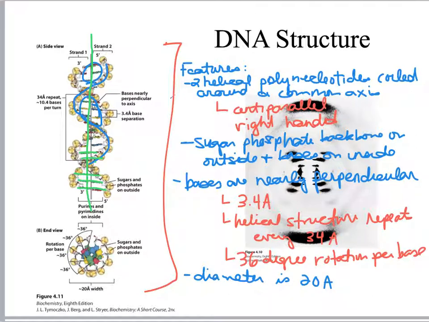Okay, and again, we can see this all if we're looking at the structure here on the left. We see this 20 angstrom diameter. We see the 36-degree rotation of those bases within that overall structure. We can see that we have nearly perpendicular base pairs to this overall axis. We can see that the sugar phosphate backbone is on the outside and the bases are on the inside.